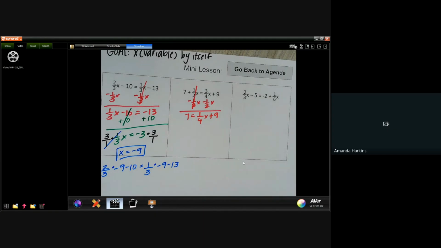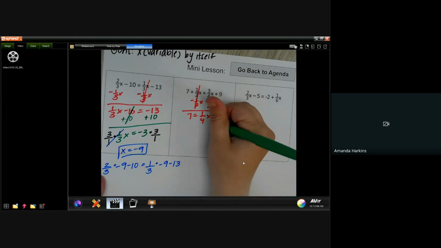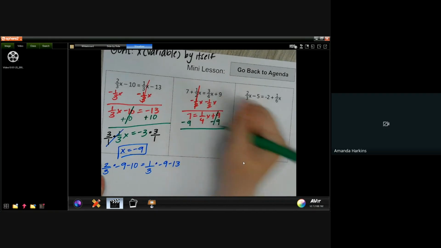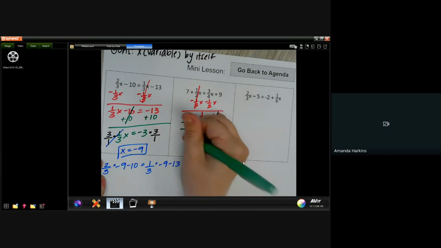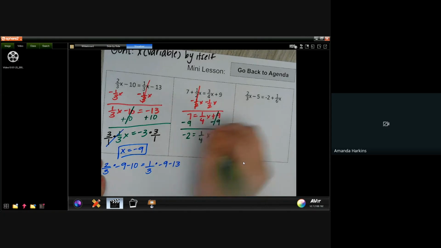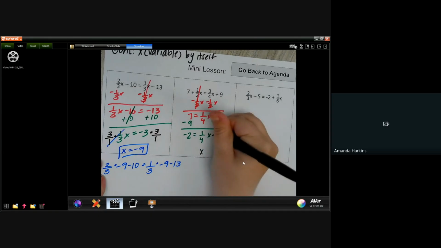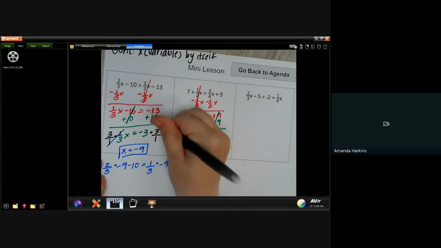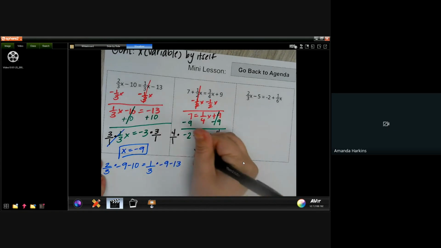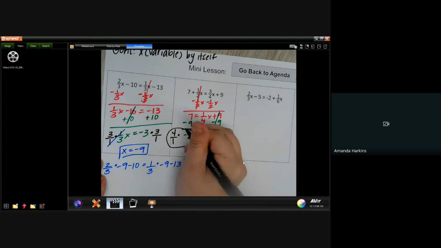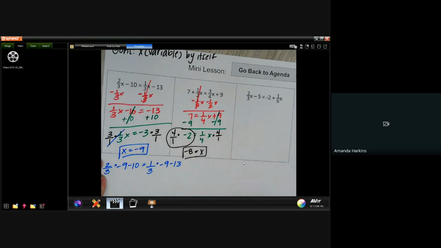I'm going to now move all my constants to one side. So I'm going to subtract 9 because that's my inverse operation. These zero out. So 7 minus 9 gets me negative 2. So we have negative 2 equals 1/4 x. Now I need to get x by itself by multiplying by the reciprocal. And so that gets me negative 8, because I'm going to put this in my calculator and I get negative 8.